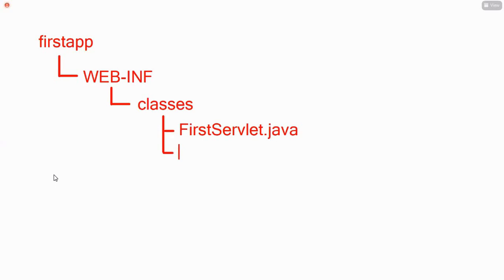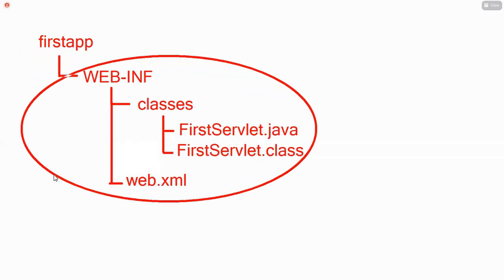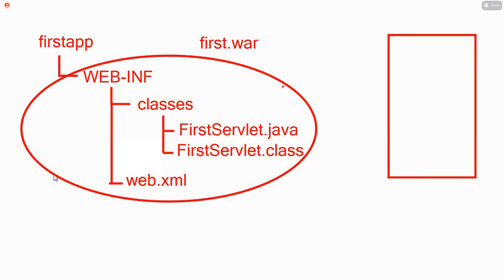We got FirstServlet.class. After that, here, web.xml we wrote. Okay. After this, we created one WAR file. We created first.war. After creating, we started the server. This WAR file we deployed in the server.